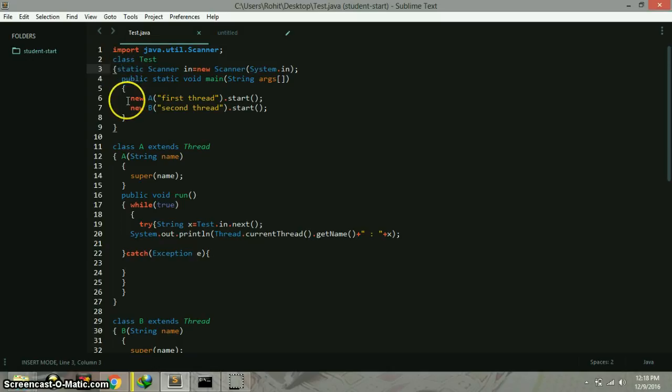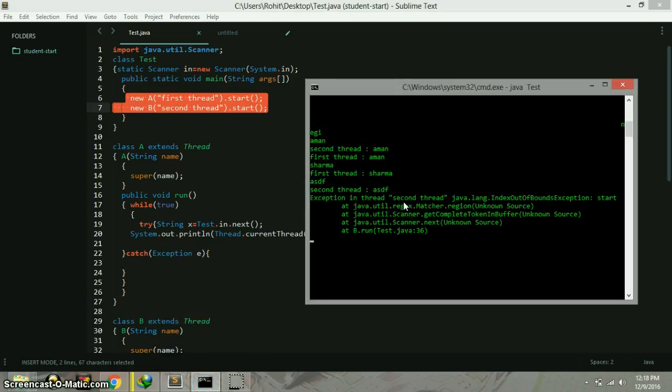right? And when I start both of these threads, both of these threads are waiting for the input from the same input stream, then which one of the threads will get the input when I give the input through the keyboard? I have the sample output of this program.